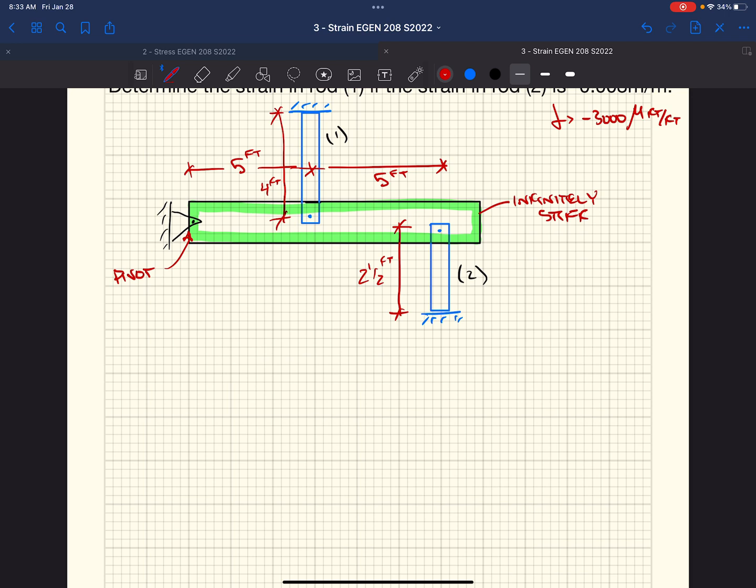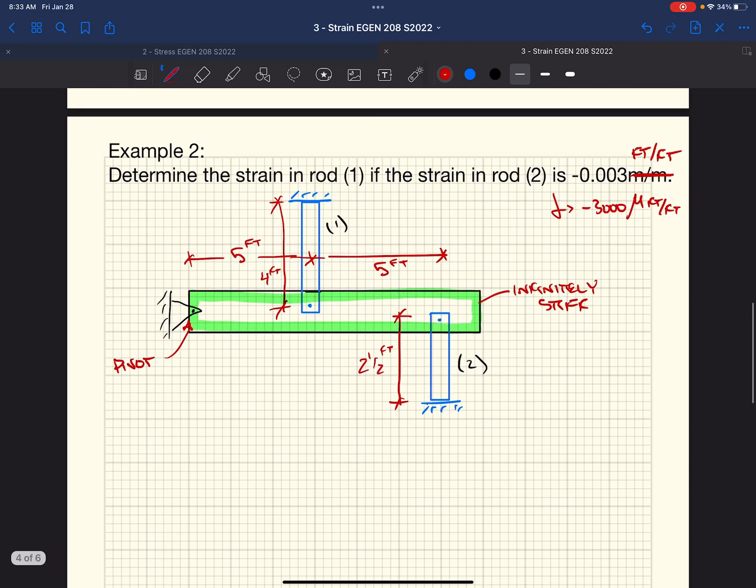In this case, if we were given the strain in rod 2, is rod 2 getting longer or shorter? Shorter, right? We have a negative strain, so rod 2 is getting shorter. So that means that this bar is going to rotate clockwise.